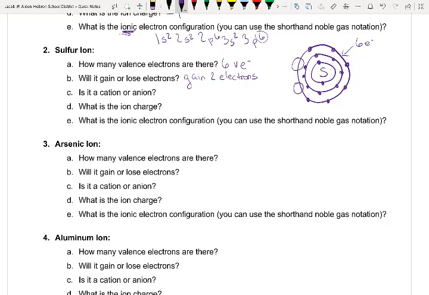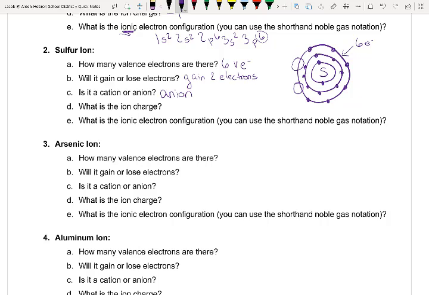Is it a cation or anion? Remember, cations like to give away electrons to become positive. Anions like to gain electrons and become negative. So this one again would be an anion because it is gaining those electrons. What is the ion charge? We're going to be gaining 2 new electrons.